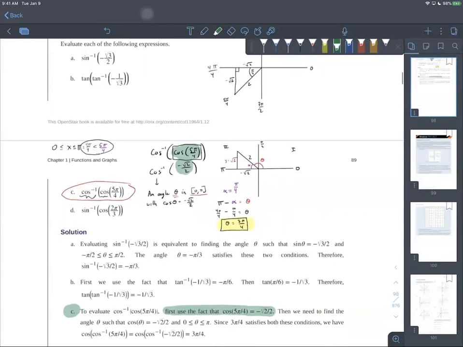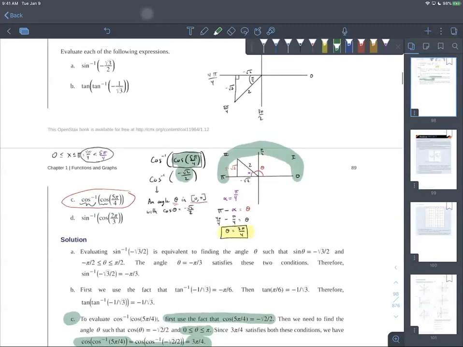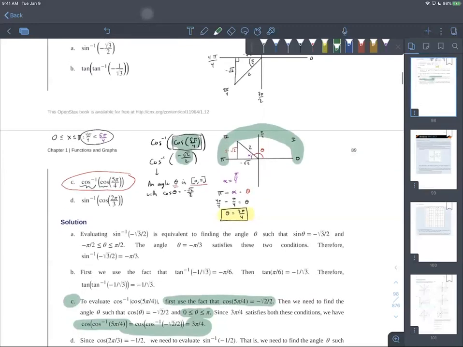Then we need to find the angle theta such that cosine of theta is equal to negative square root of 2 over 2 in the interval from 0 to pi. And that's exactly what we were looking for here. And then they just say, since 3 pi over 4 satisfies both of these conditions, the answer is 3 pi over 4. Okay, well, that's very nice. I showed the work there.